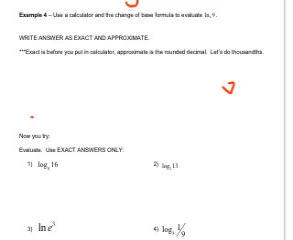Use a calculator and the change of base formula to evaluate. Natural log, that's a mistake. If you say natural log, what are you assuming the base is? E. So for it to say natural log base 8, that makes no sense at all. Log base 8 of 9. Change it to that. It's a typo. That's poorly written.